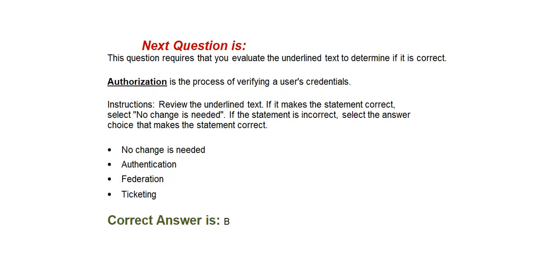Next question is, this question requires that you evaluate the underlined text to determine if it is correct. Authorization is the process of verifying a user's credentials. Options are no changes needed, authentication, federation, and ticketing. Correct answer is option B, authentication.